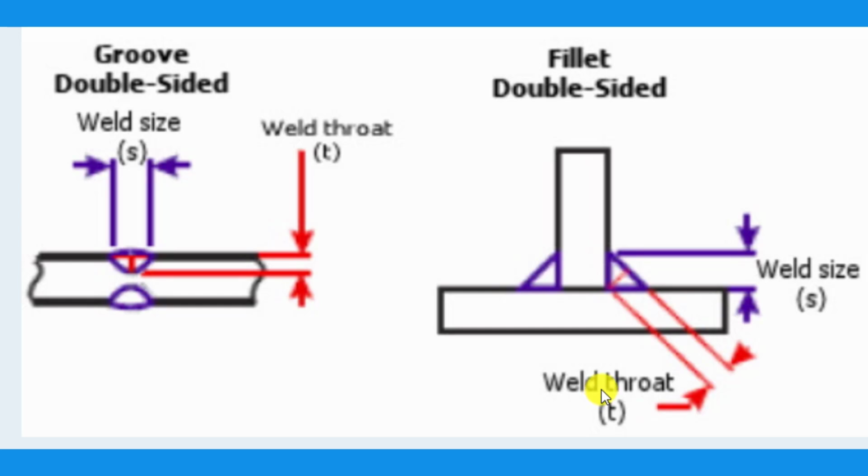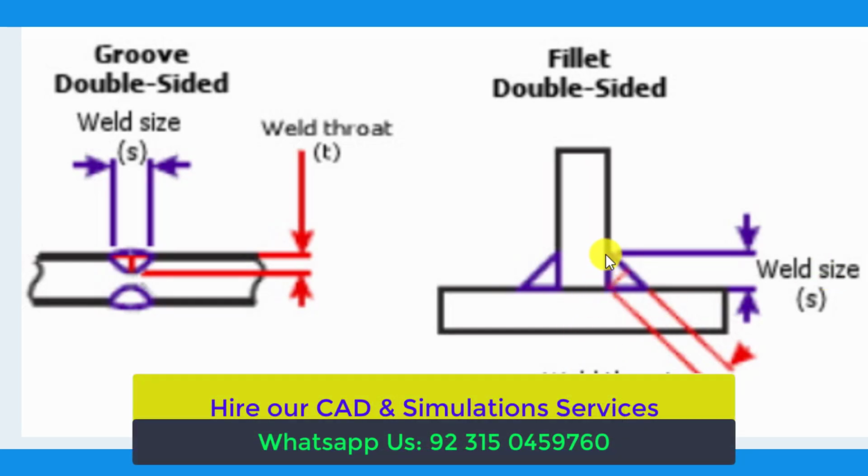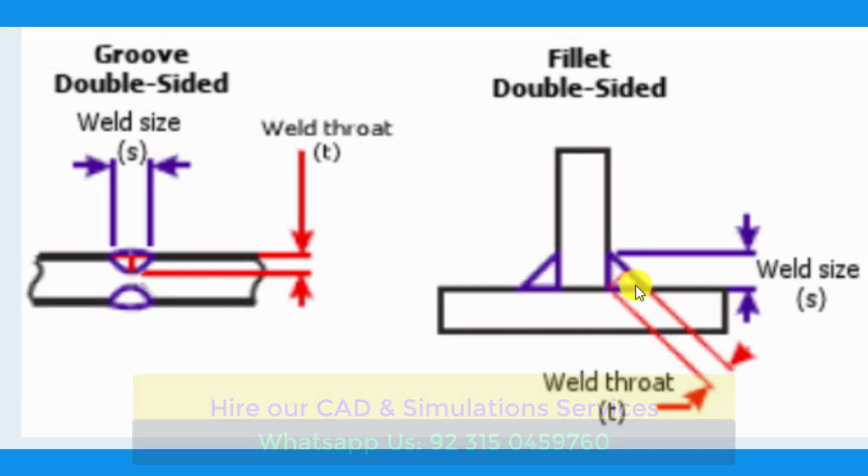If we see the definition, what is the weld size? Weld size is the distance between the root and the toe of the weld. This distance is called the weld size. And if we talk about weld throat, that is the distance between the root and the face of the weld. Remember that a fillet weld is a rectangular type or triangular type welding.